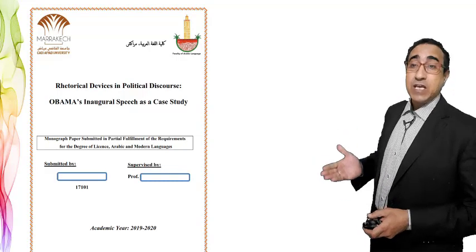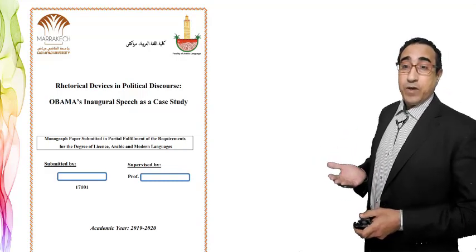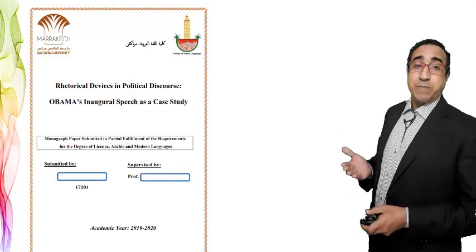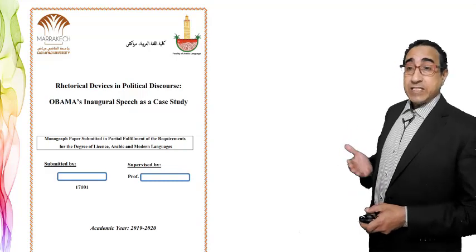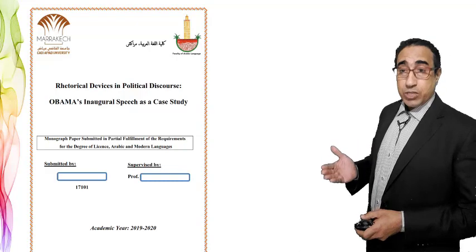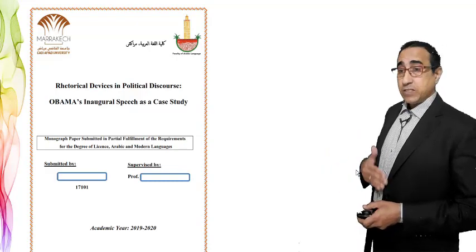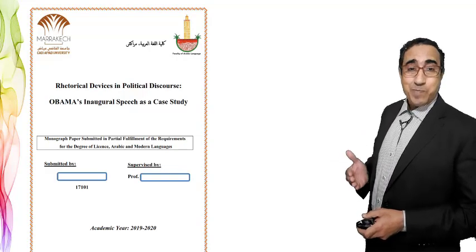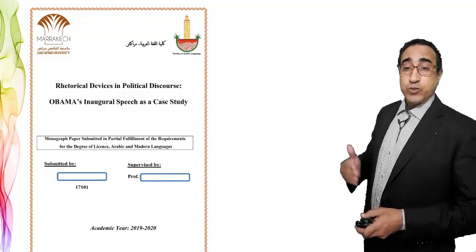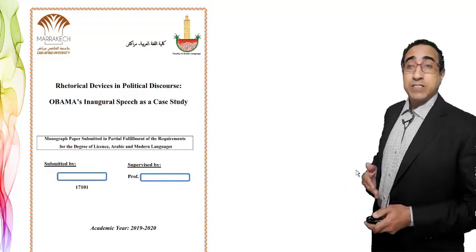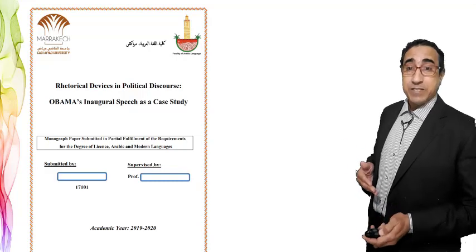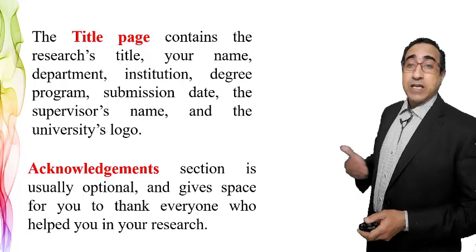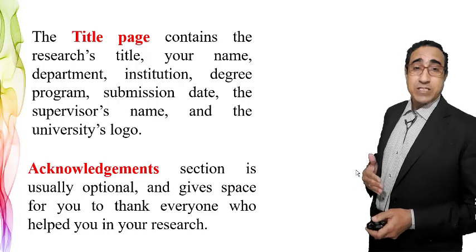And below the title there is what type of degree the research is submitted for. It contains also the name of the student, his student number, and the name of the researcher, and also the year when this piece of paper is submitted. So we are talking about acknowledgement. So title page, we have just discussed this.